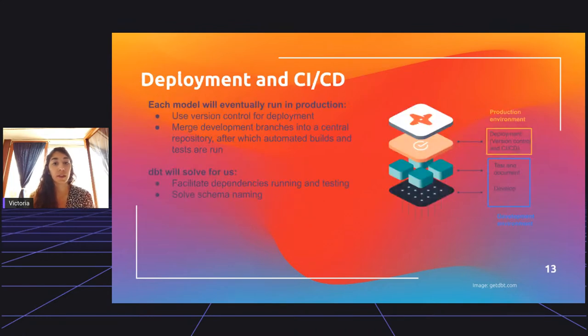Next. And lastly, now that we have a model running, tested, documented, we're going to deploy it. And this means that we're going to put it into production. DBT will basically help us with all of the things that I already mentioned before, because it's going to change the schema names to production. It's going to help us to test this. We can automate those tests as well as soon as we merge this.